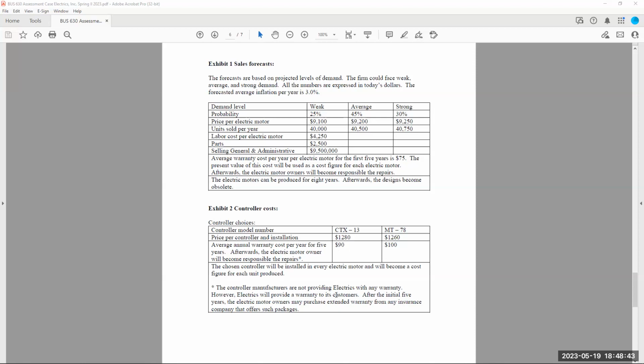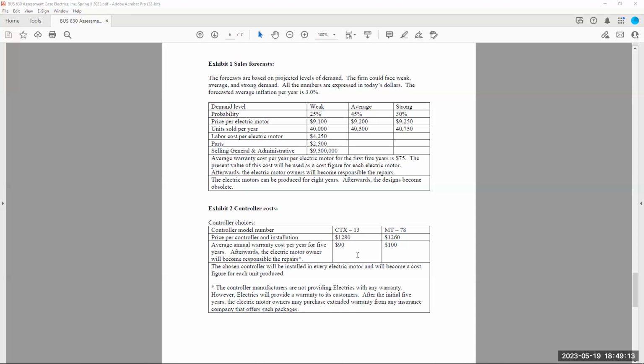The sensitivity variable is the cost of the controller. What's the cost of the controller? It's $1,280 plus 5 years at $90. For the MT78, it's $1,260 per unit plus $100 for 5 years of the warranty. So you're going to have to combine those just in your sensitivity analysis. Do not include the average warranty cost here.